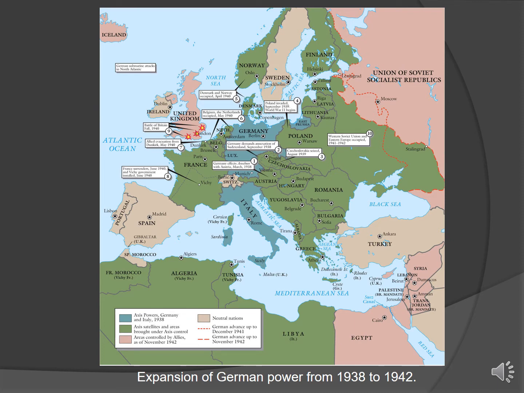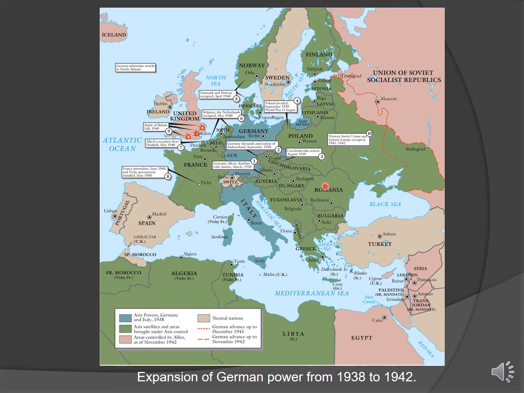So we begin today by looking at a map of Europe, and this map shows us the expansion of the Axis influence, the Axis satellite areas brought under control by the Axis powers by the time we get to 1942. So you'll notice here's Germany, here's Italy. These are the Axis powers, right? They had the original alliance before the war began.